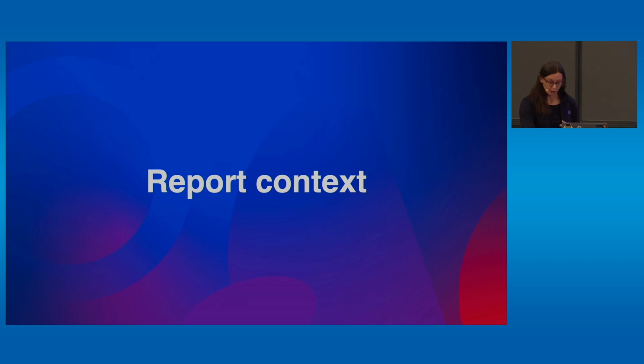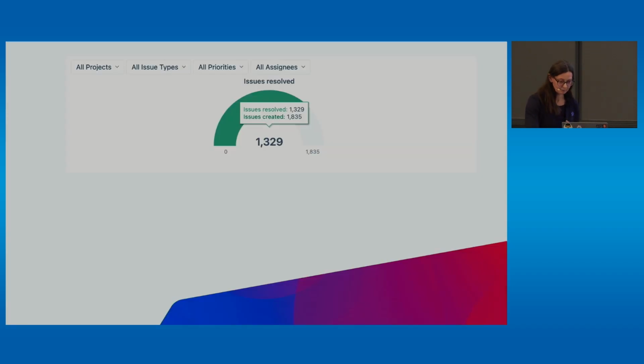So, report context. Let's start with a very simple report. This report is a gauge chart, and it visually represents how many issues are resolved as a share of created ones. And it's a very great report. It just shows the status of all your data, and you can select it by projects, by issue types, by priorities.